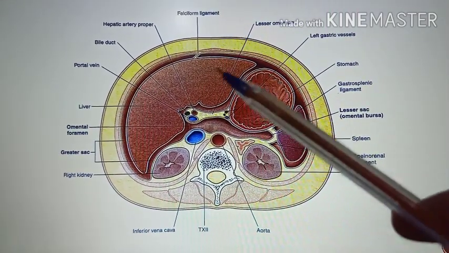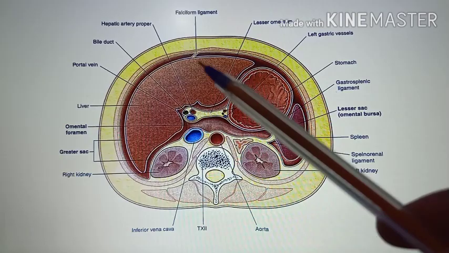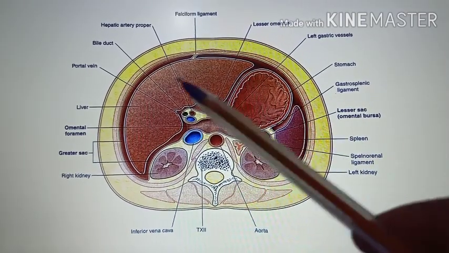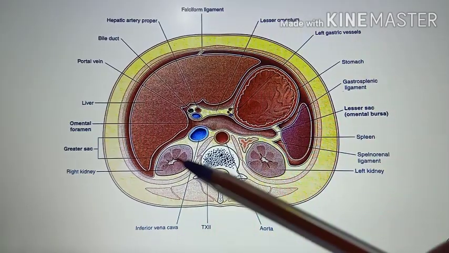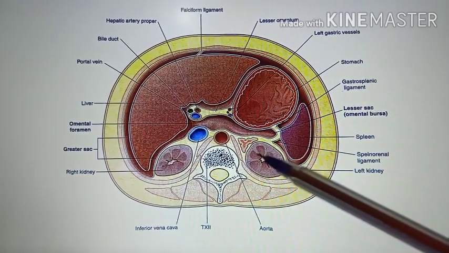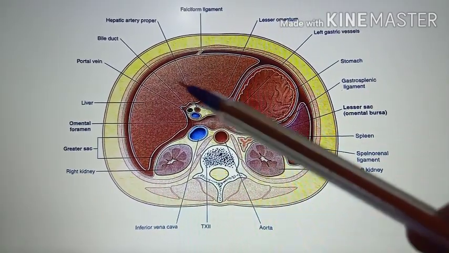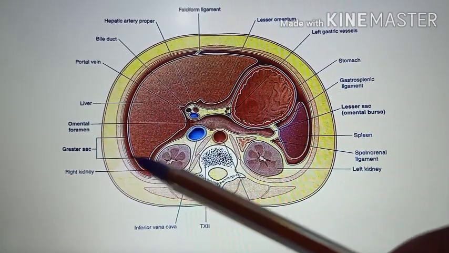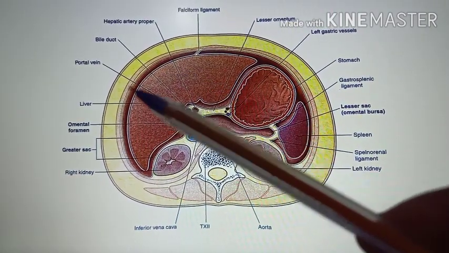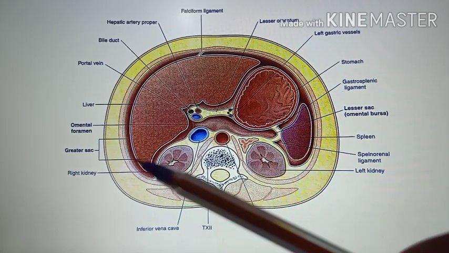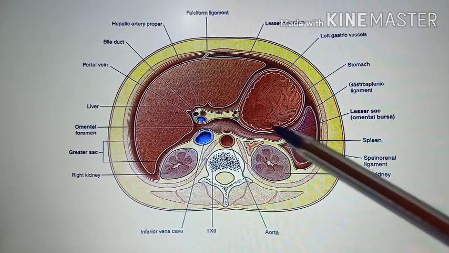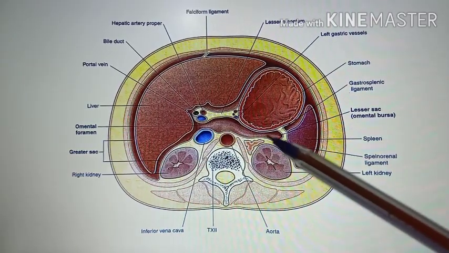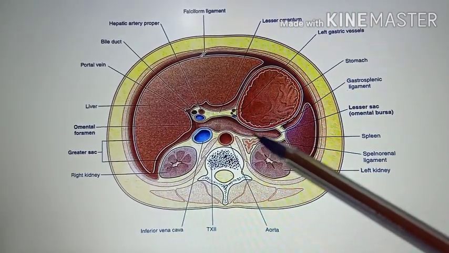Now coming to this transverse section diagram, here this entire thing is the liver. This is the stomach. These are the kidneys. Then this is the vertebra. Then surrounding this liver, this is the greater sac. This entire portion is forming the greater sac, whereas a small portion here is forming the lesser sac.